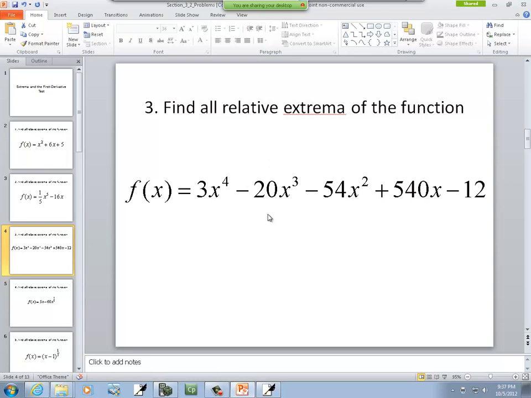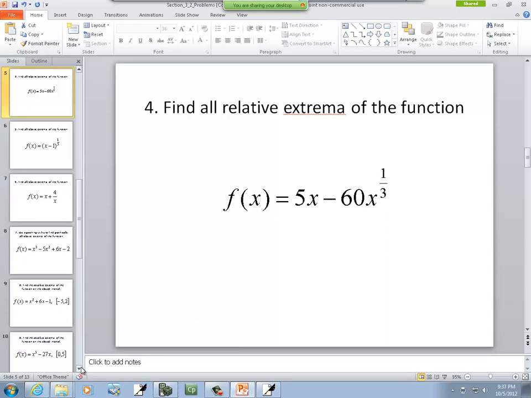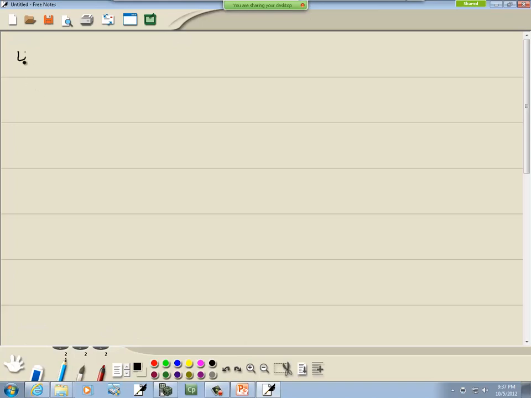And let's look at our next problem. Find all the relative extrema of this. So I've got f of x is equal to 5x minus 60 x to the 1/3 power. Now x to the 1/3 is the same as a cube root, and for a cube root the domain is negative infinity to positive infinity, so we don't need to worry about anything.